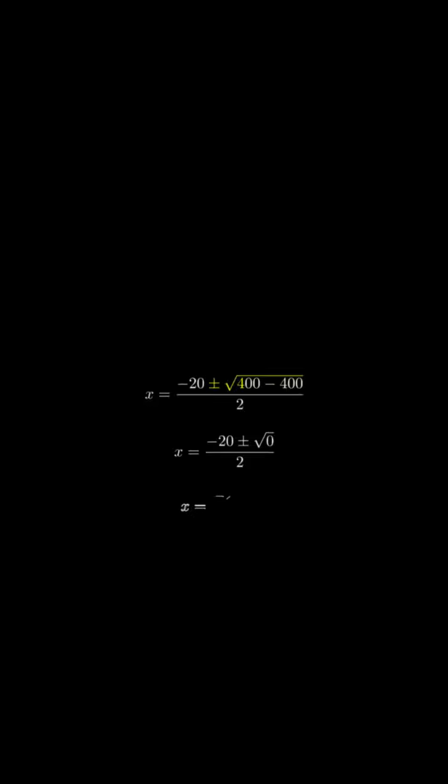The square root of 0 is 0, so our expression simplifies to negative 20 plus or minus 0, all divided by 2. Since adding or subtracting 0 doesn't change the value, we get x equals negative 20 divided by 2, which equals negative 10. Therefore, the only solution to the quadratic equation x² + 20x + 100 = 0 is x equals negative 10.